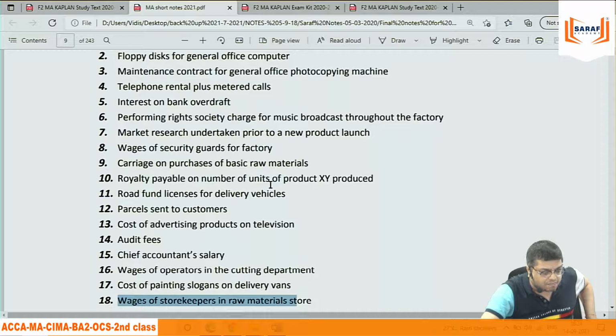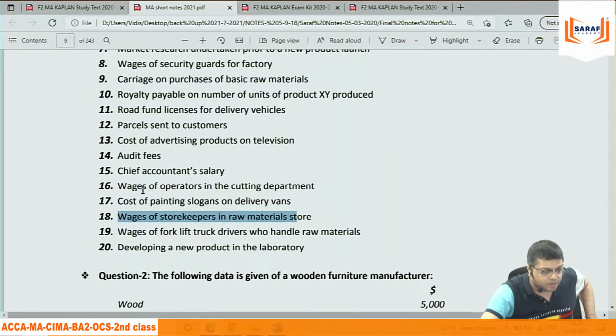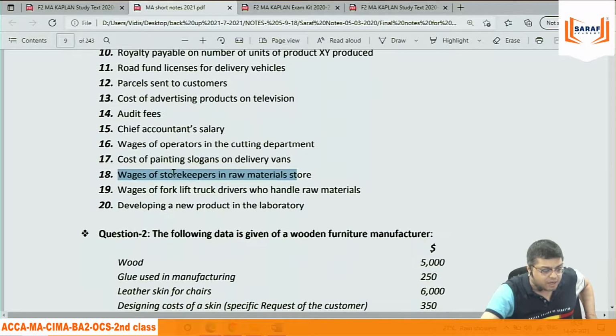Carriage on purchase of raw material, direct material. Royalty payable on number of units of product XY produced, direct expenses. Road fund license for delivery, distribution. Parcel sent to customer, distribution. Cost of advertising on television, marketing, selling. Audit fees, admin. Chief accountant salary, admin. Wages of operators in the cutting department, direct labor. Cost of painting slogan on delivery van. I don't know. If it is for our product, it is selling, marketing. But if it is a general slogan, then in that case it is distribution.